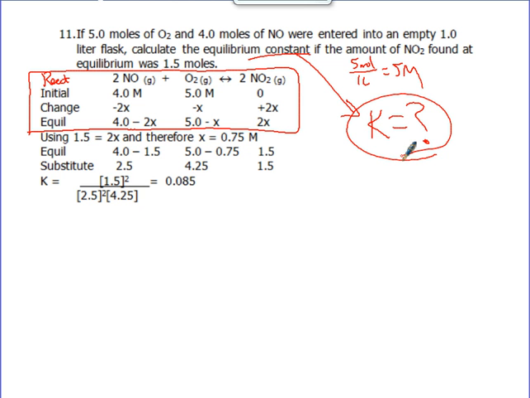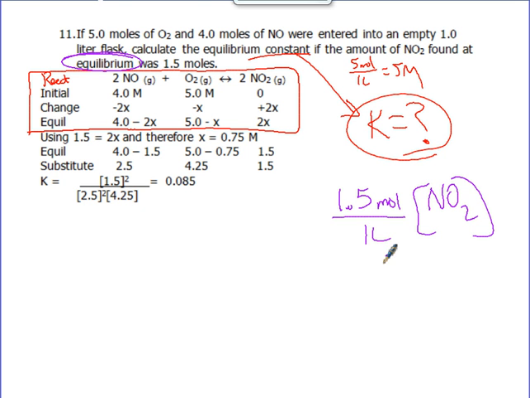That is the question. If the amount of NO2 at equilibrium is 1.5. So at equilibrium, NO2 is 1.5 moles. It's in 1 liter, so that is the concentration, but it's at equilibrium. And where a lot of people make mistakes is where does this fit into the RICE table? This is data that needs to go into this RICE table.